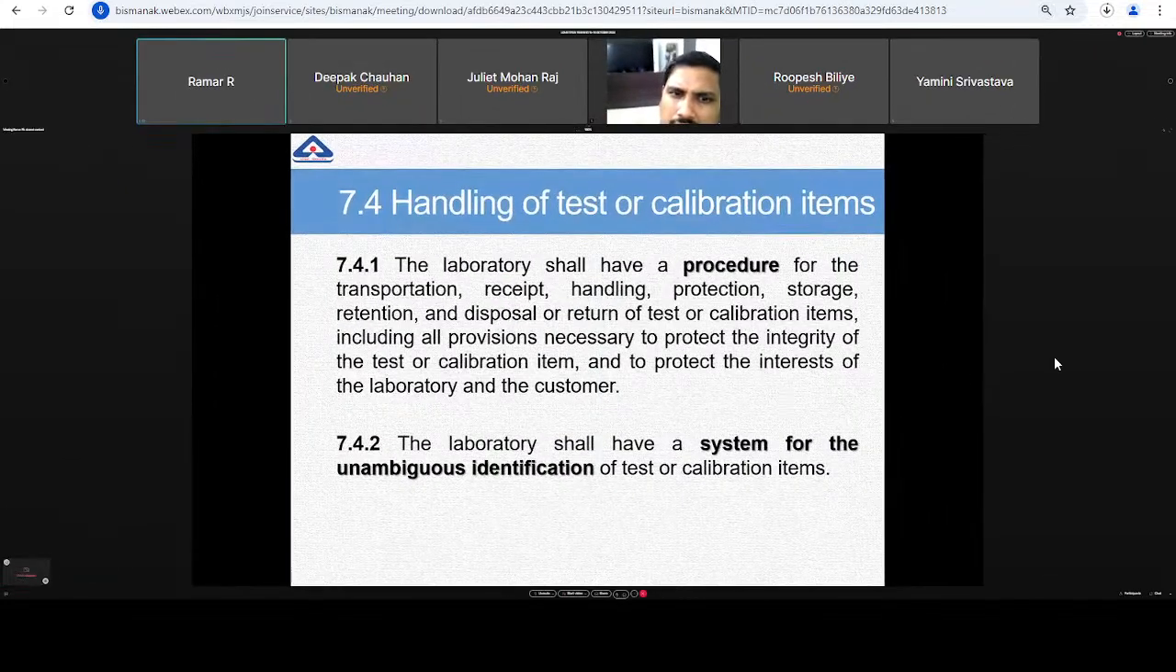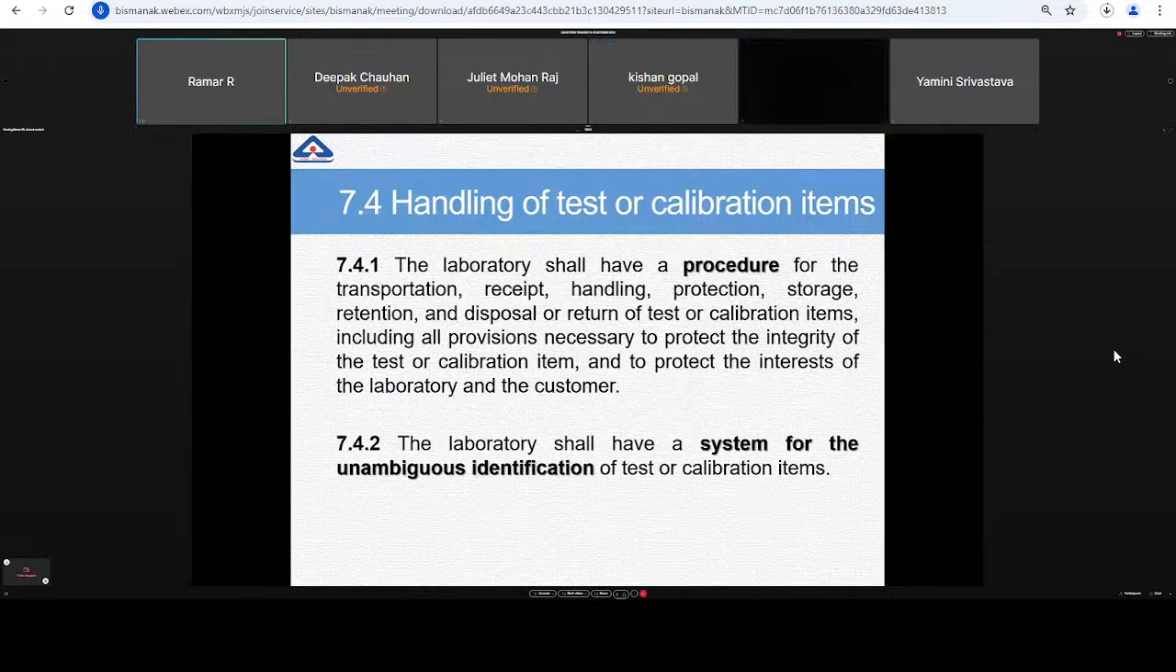As per clause number 7.4.1, the laboratory shall have a procedure for the transportation, receipt, handling, protection, storage, retention, and disposal or return of test or calibration items, including all provisions necessary to protect the integrity of the test or calibration item and to protect the interest of the laboratory as well as the customer. So as per clause 7.4.1, the laboratory must have a procedure. In that procedure, how we are transporting the sample to the laboratory, and how we are receiving the samples at the laboratory.